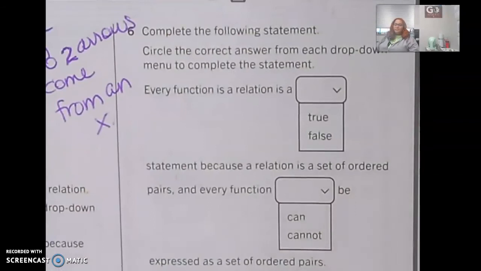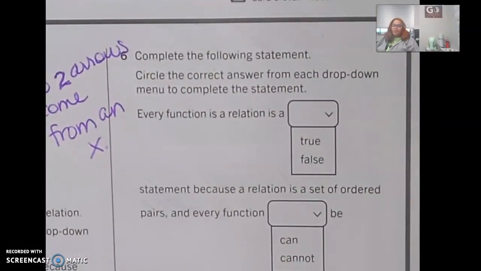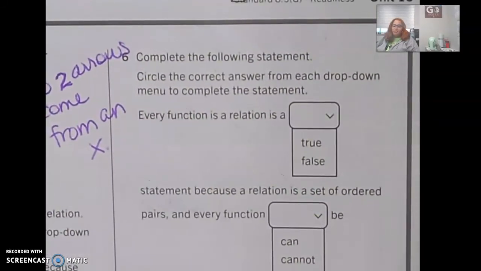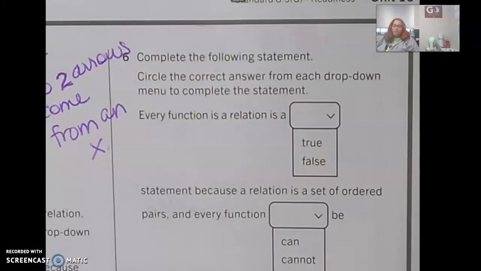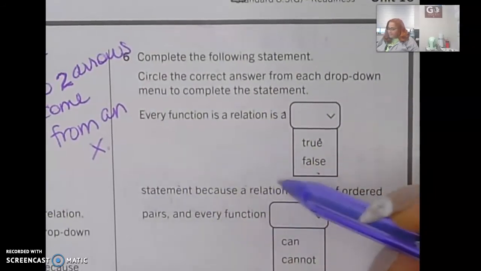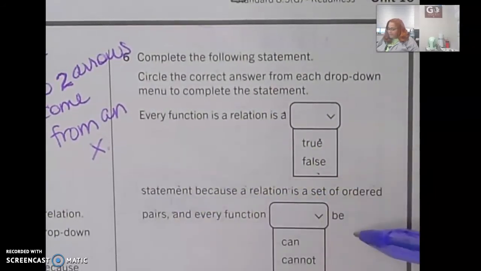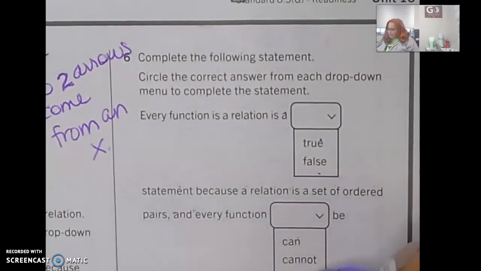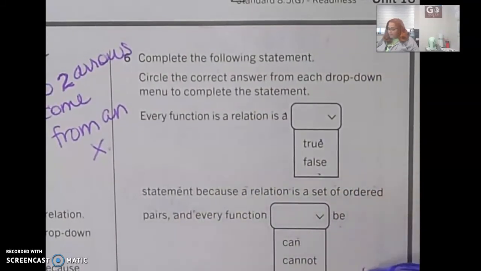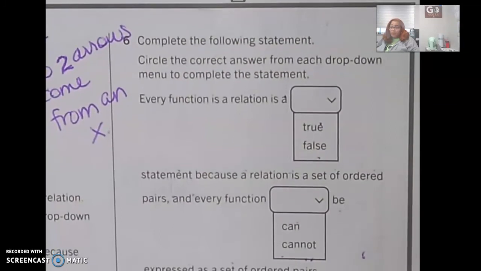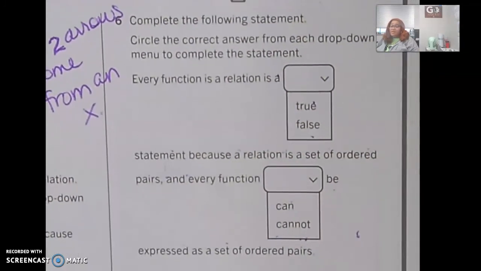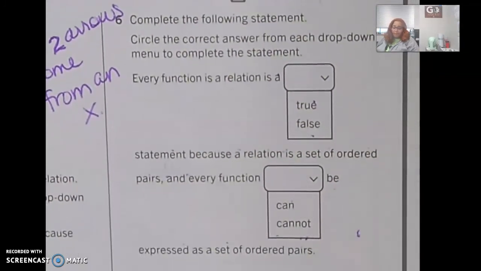Number 6, complete the following statement. Every function is a relation. Every function is a relation is a true or false statement because a relation is a set of ordered pairs, and every function can or cannot be expressed as a set of ordered pairs. Okay, look back at your notes. What were the examples of the types of functions that we gave you?